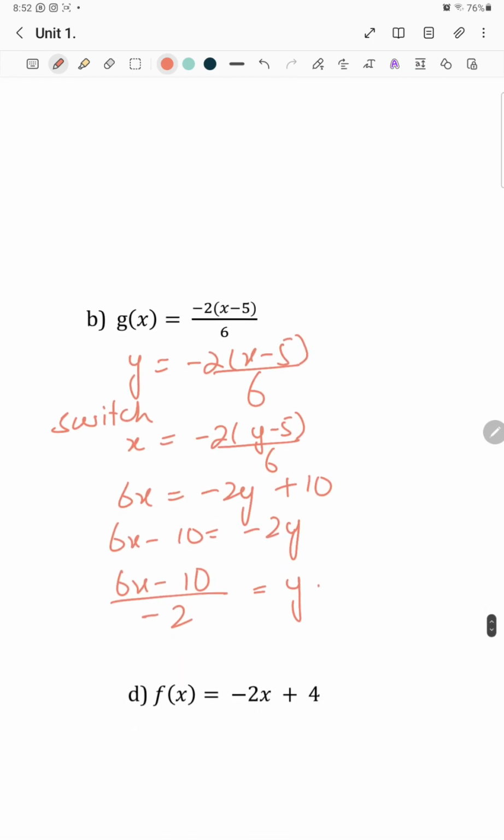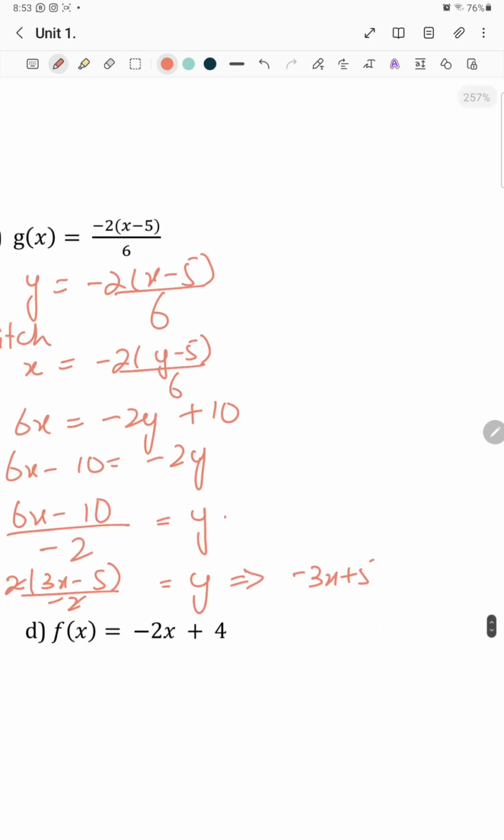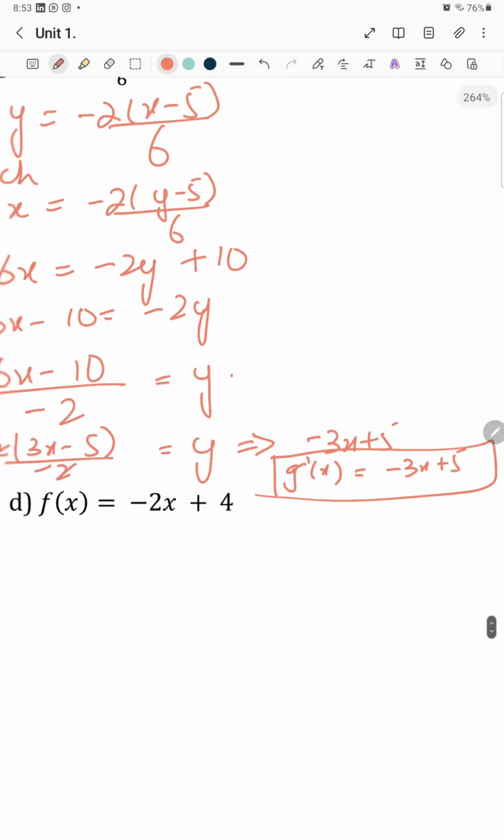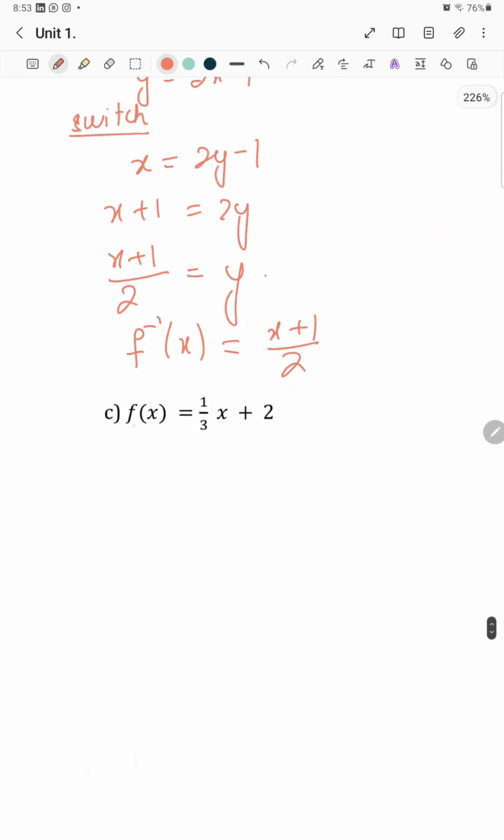We can just write it as 2 times 3x minus 5 over minus 2 is equal to y, which is equal to minus 3x plus 5. So I'm writing over here g inverse of x is equal to minus 3x plus 5. Okay, so write y is equal to f of x. Okay, y is equal to 1 by 3x plus 2. Switch: put y in place of x and in replacement of x put y. Now solve for y.